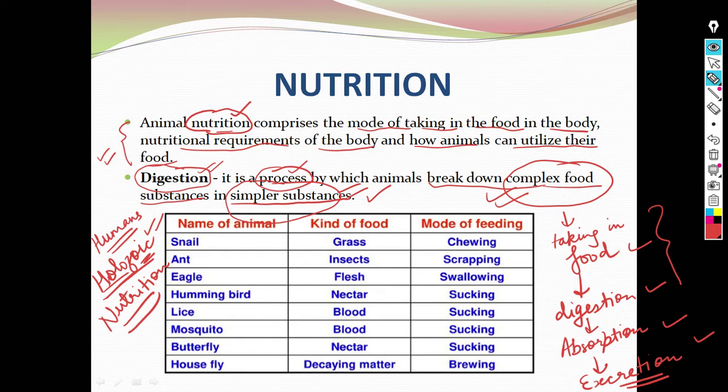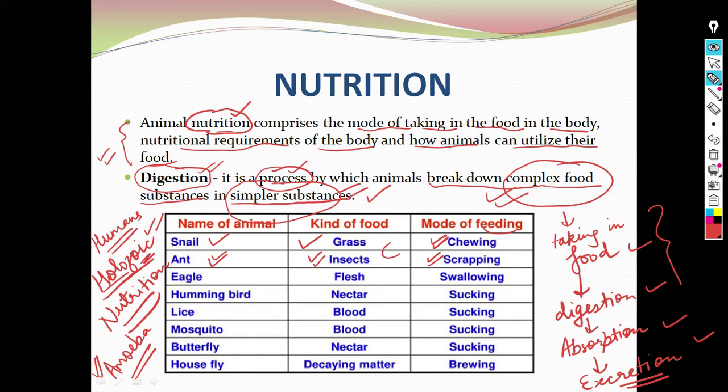In amoeba also we can see holozoic nutrition. You will see it in the last slide. Before that, we are seeing here some examples given for some animals, like the snail. What kind of food do snails eat? Grass. And what is their mode of feeding? They chew the grass. Then what is the mode of feeding of ants? They eat insects and they do it by scraping.